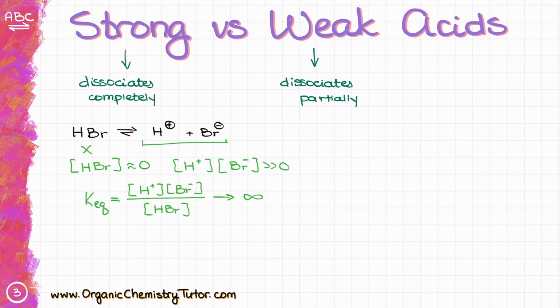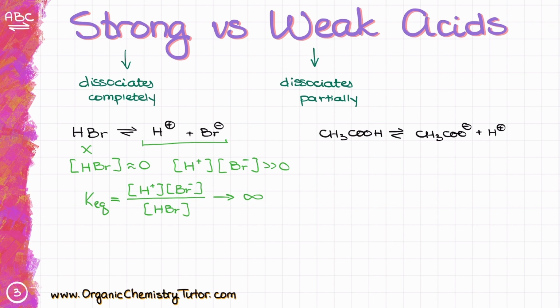On the other hand, if we are looking at a weak acid, the one that dissociates partially, then we're going to have a somewhat different picture. So let's say I have acetic acid, CH3COOH, which is a well-known weak acid. When that one dissociates, we're going to end up with CH3COO minus and H plus, just like that.